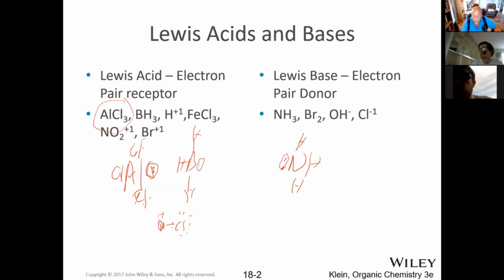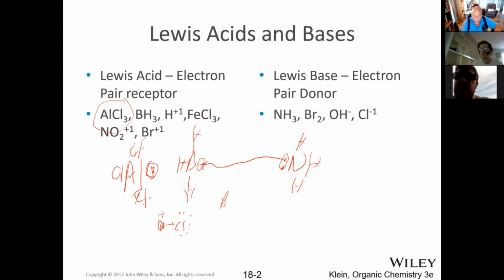Sorry, what are you asking? This electron pair, where can it go to attack? It's an electron pair donor. Donor to what? Goes to other places that allow electrons to be accepted. Right, it'll go right to here.